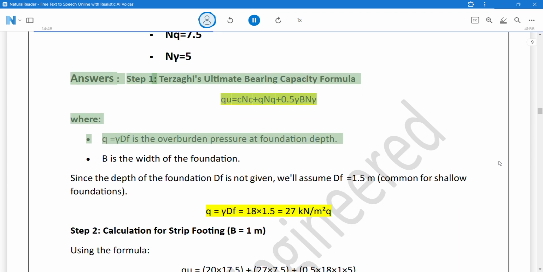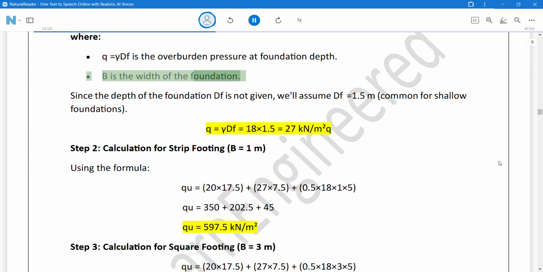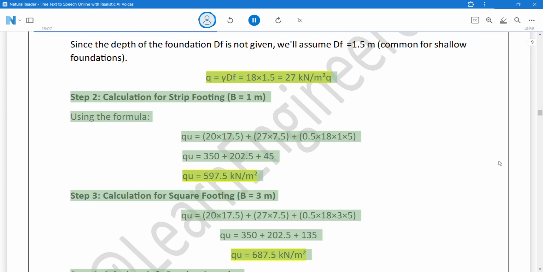Answers. Step 1. Terzaghi's ultimate bearing capacity formula: Q equals C Nc plus q Nq plus 0.5 gamma B N gamma, where q equals gamma dF is the overburden pressure at foundation depth, and B is the width of the foundation. Since the depth of the foundation dF is not given, we'll assume dF equals 1.5 m. q equals gamma dF equals 18 times 1.5 equals 27 kN/m².